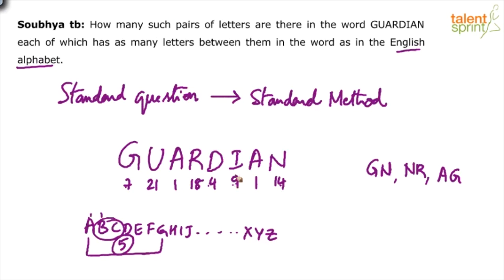9. I mean, if you have solved a set of 5-6 questions based on this, you would do it really quick. When I take 9, I know nothing is going to form a pair with 9. 4, 5, 6, 7, no, not possible. 18, no. 1, 21, no. Everything is ruled out. So total 3 pairs: G N, N R and A G. 3 pairs is your answer.